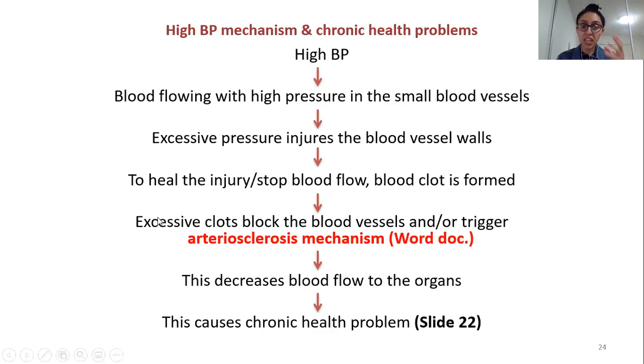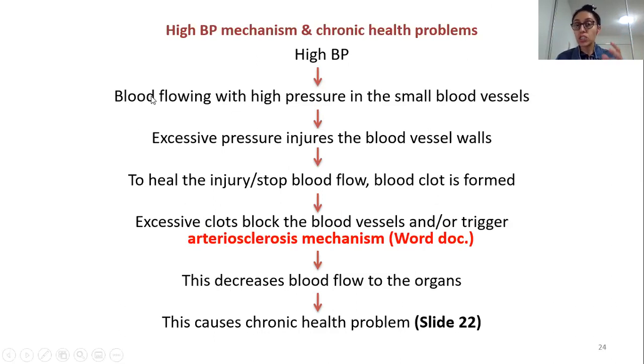Remember, these chronic conditions are called chronic because they don't happen overnight. It is not like coronavirus, where you touch someone today and tomorrow you have coronavirus. It takes several years. So when you have high blood pressure, what happens?